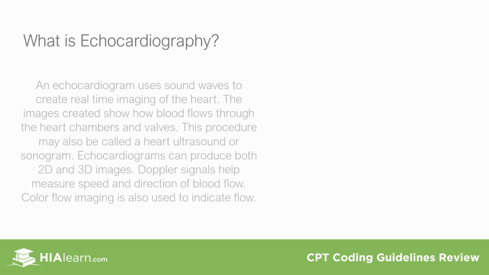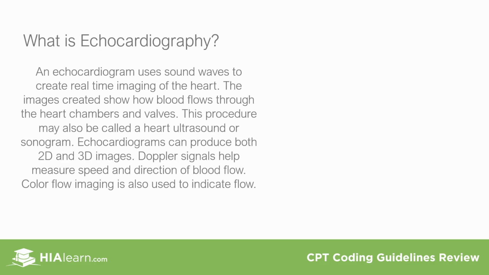Echocardiography uses sound waves to create real-time imaging of the heart. The images created show how blood flows through the heart chambers and valves. This procedure may also be called a heart ultrasound or heart sonogram. Echocardiograms can produce both 2D and 3D images. Doppler signals help measure speed and direction of blood flow. Color flow imaging is also used to indicate flow.